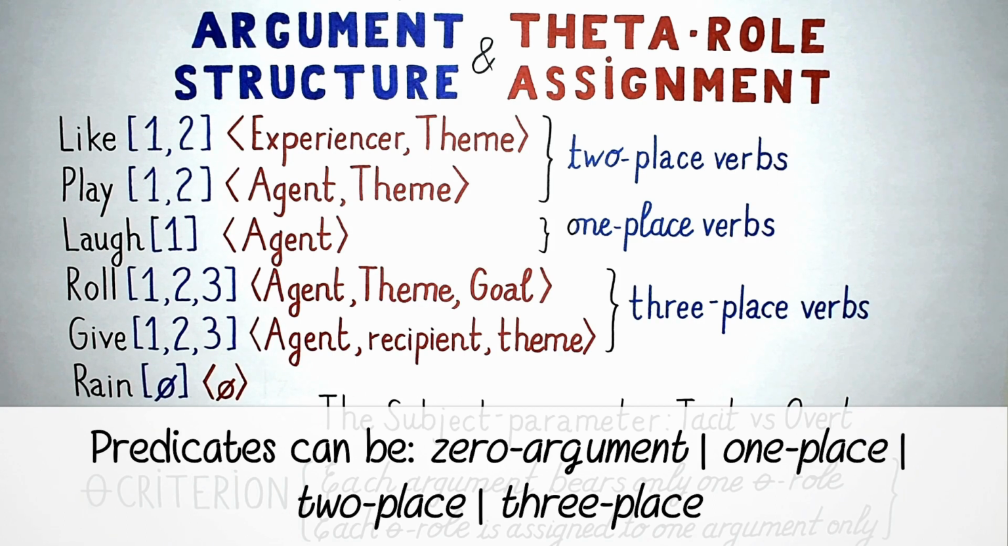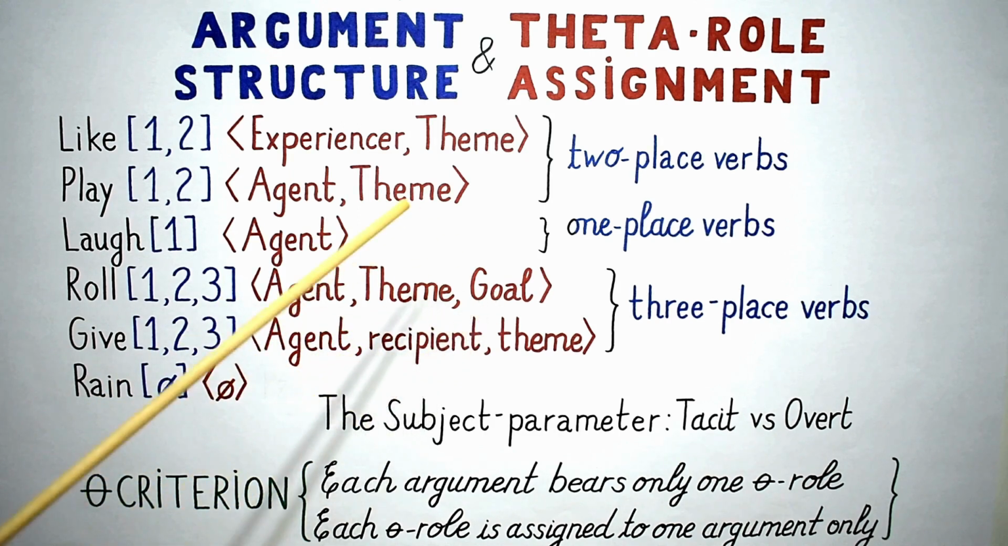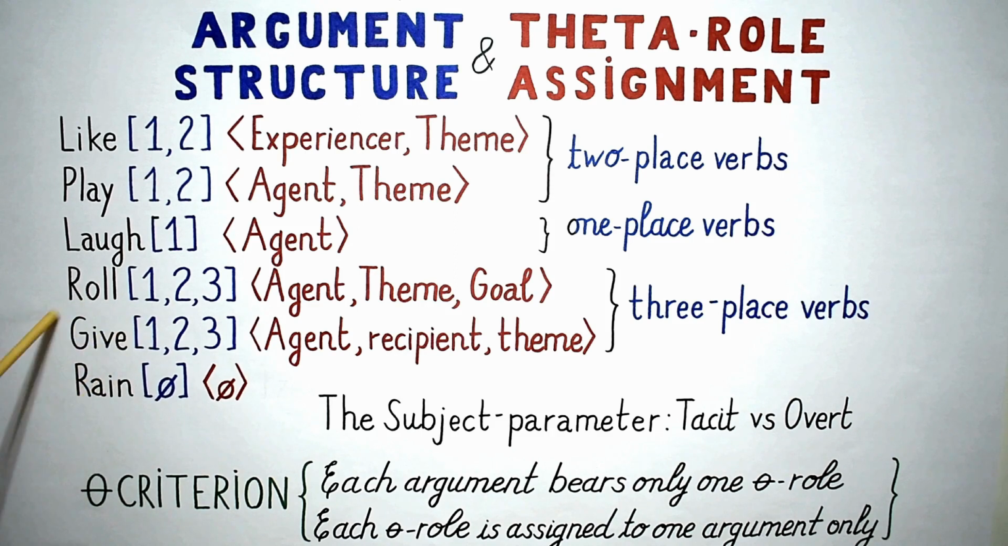We have 3 place predicates. I rolled the ball down the hill. So 1 external argument, the subject, the agent; the ball, theme; down the hill, goal. And also the 3 place predicate structure is very common with verbs of giving, where in traditional grammar we talk about verbs that have a direct object and an indirect object. So think of sentences such as "I gave Mary the book."